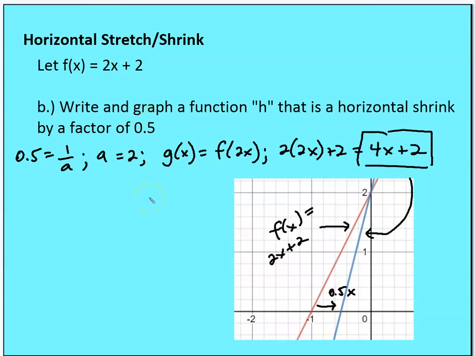Okay, now so second part, horizontal shrink by a factor of 1/2. So again, I got to translate this to an a value because the factor now is different in terms of its formula for horizontal stretches and shrinks. You have to make that translation with horizontal stretches and shrinks, but not with vertical stretches and shrinks. 1/2 is equal to 1 over a, so a is equal to 2. g of x is equal to f of 2x, right, because a is equal to 2, even though my factor is 1/2. 2 times, now just the x value, 2x plus 2 becomes 4x plus 2. I'm going to write my original function, 2x plus 2, and 4x plus 2. Now I'm shrinking towards the y-axis by a factor of 1/2. All right, let's move on.